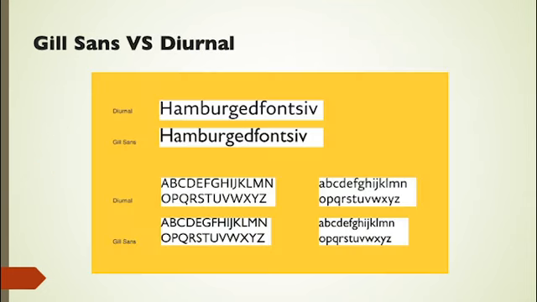Here I compare Gill Sans to Diurnal. Diurnal is a font known for its readability at any size. You can see that it belongs to the Humanist sans serif classification. The resemblance to Gill Sans is obvious.